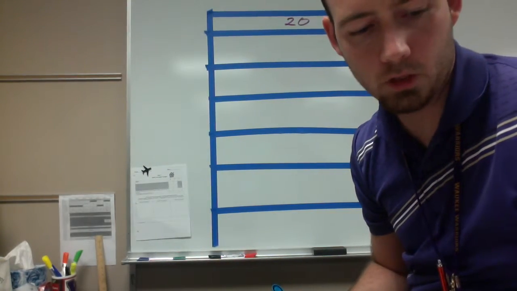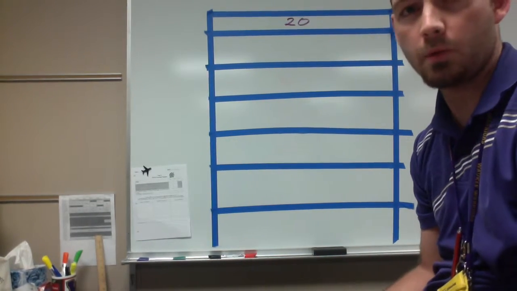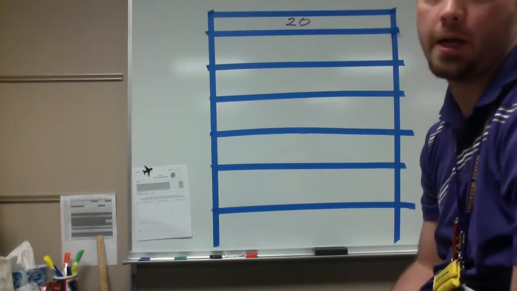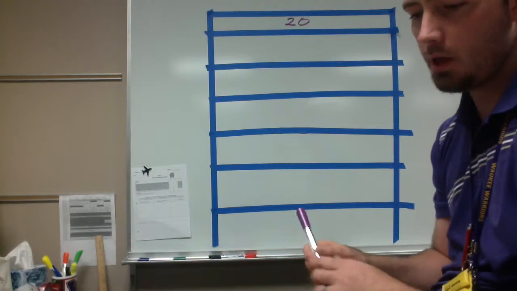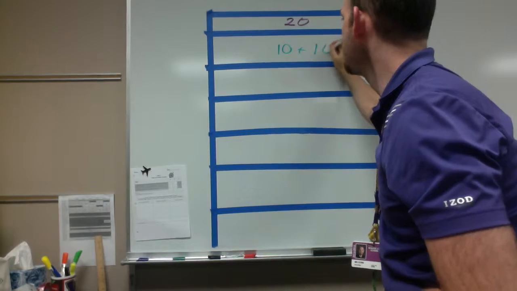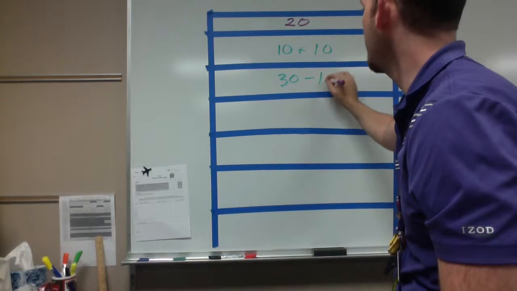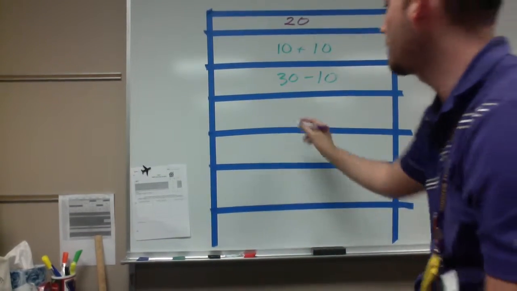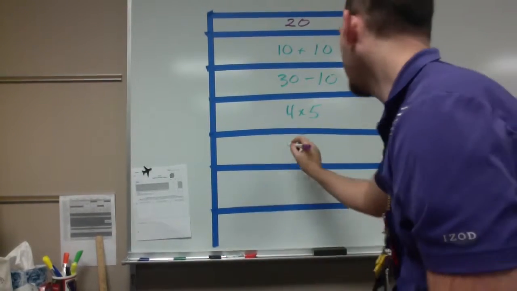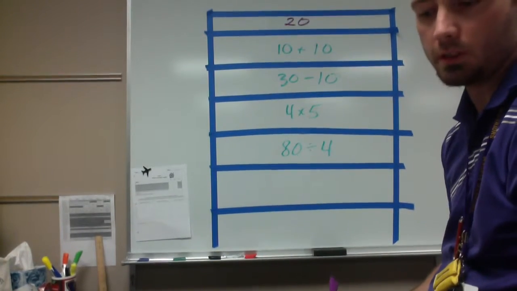Alright, hopefully you have had a chance to complete a name collection box for 20. Here's some of the examples that I came up with. It's important to remember that there's an unlimited amount of correct answers, so if you don't have exactly what I have, you still may have some correct answers, but here's some that I came up with. For an addition name, I came up with 10 plus 10. For subtraction, we can do something like 30 minus 10. For multiplication, maybe you do 4 times 5. And if you want to do a division, maybe you do something like 80 divided by 4. So we have all of those examples there.